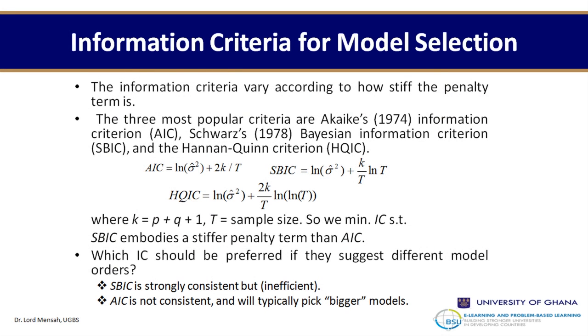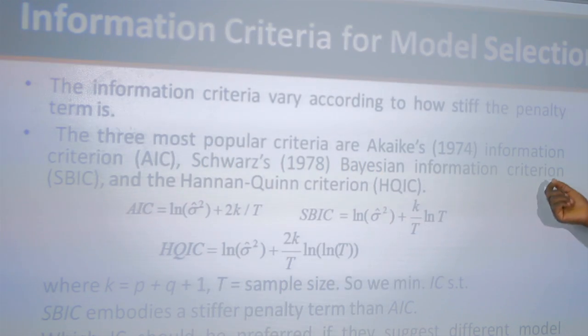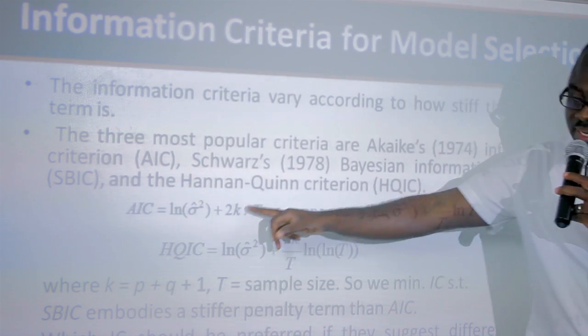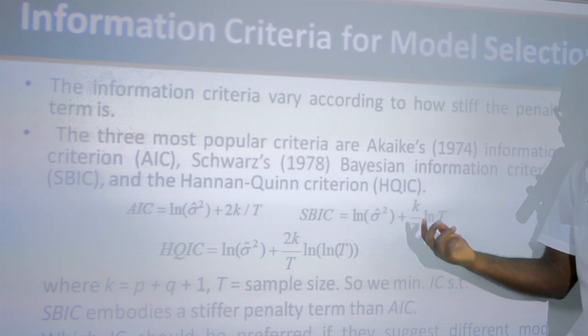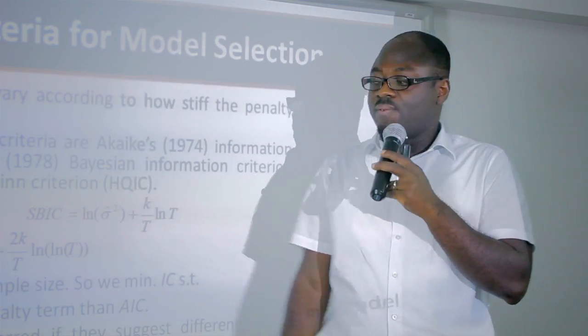We minimize the information criteria such that the SBIC embodies a stiffer penalty term than the AIC. Okay, so you minimize the information criteria. And normally, if you look at those two, the second term of the first one and the second term of the second one, you realize that this gives what? A stiffer penalty, because the second term of the SBIC is higher than the AIC. So the penalty for SBIC is higher. So in the end, it tells you that the SBIC will select models in a short term. Okay, it will select models that have relationship in a short term.